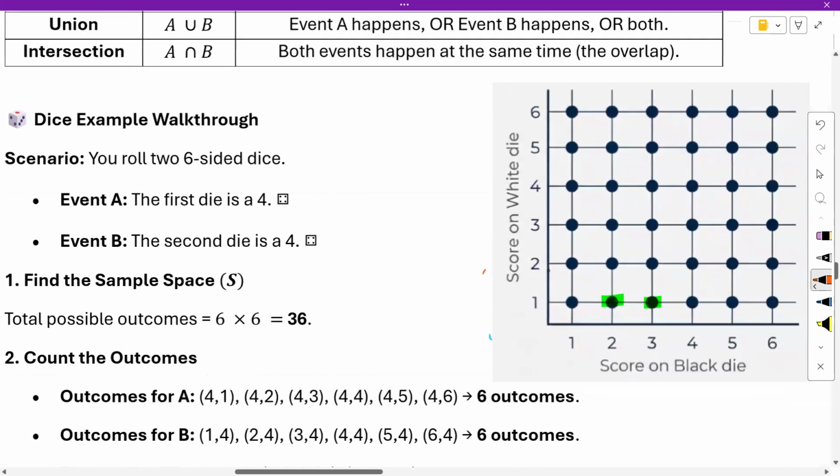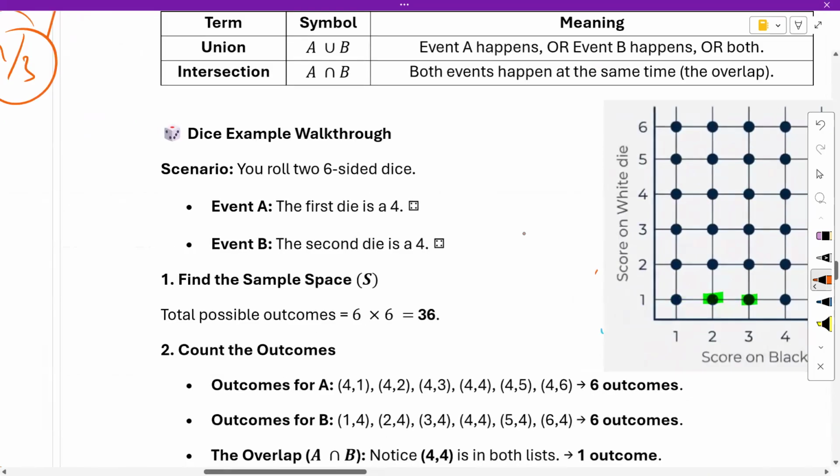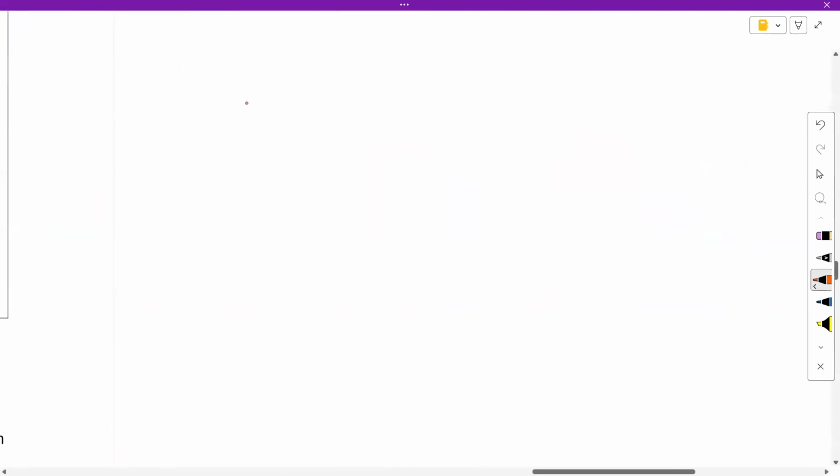Here, let us use a dice example, a 6-face dice scenario. You roll 2 six-face dice, right? There are 2 dice. You throw them. How many outcomes can you get? How many outcomes? Sample space. When you throw a 6-face dice 2 times, like this.